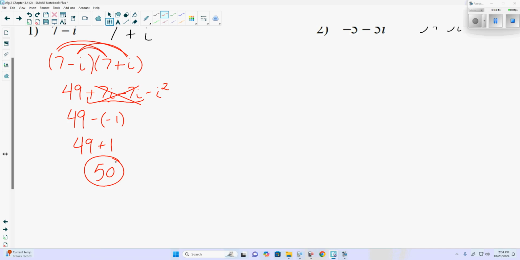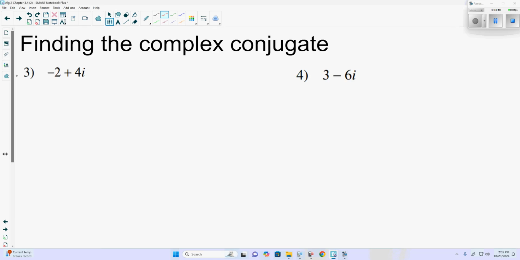Questions on this here? All right. Let's look at the next two. Negative 2 plus 4i's complex conjugate would be negative 2 minus 4i. 3 minus 6i would be 3 plus 6i. And again, if we multiply these together, we would get an expression without i. Which one do we want to multiply together? We're going to do one more.